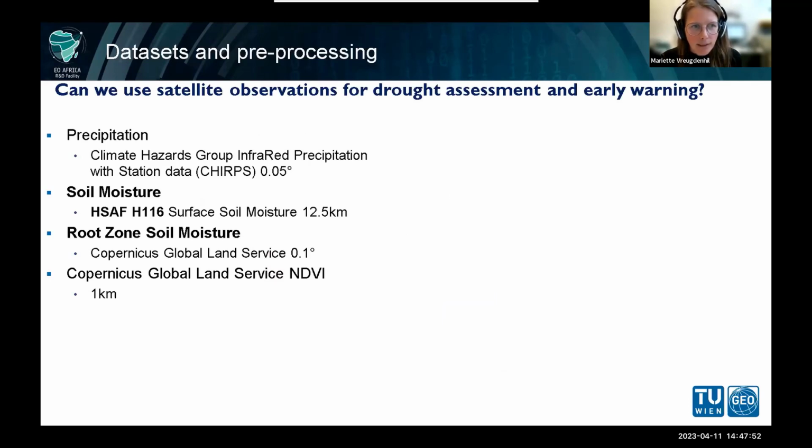We've been using here in this case study the CHIRPS data set for precipitation, so the Climate Hazards Group InfraRed Precipitation with Station data. The soil moisture data set from HSAF, the root zone soil moisture from the Copernicus Global Land Service at 10 kilometers, and the Copernicus Global Land Service NDVI, which gives us information on the vegetation state.